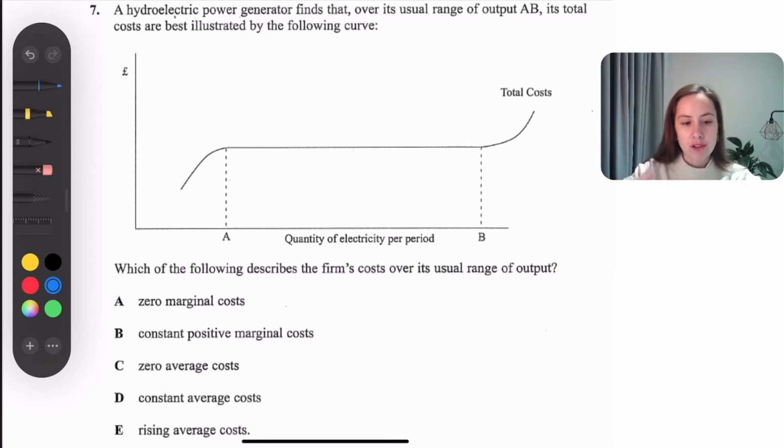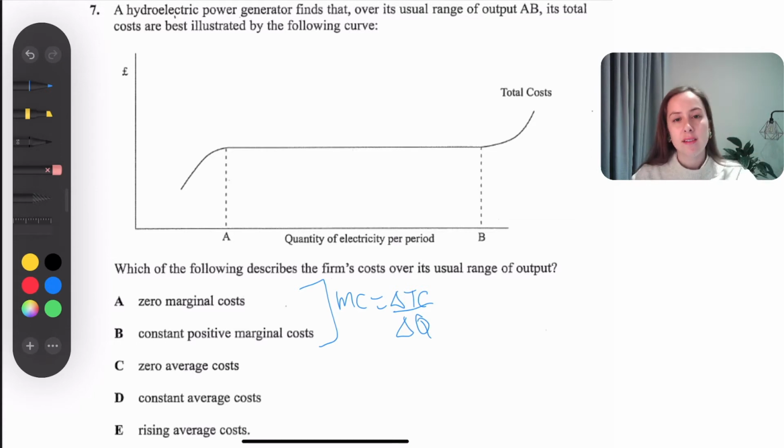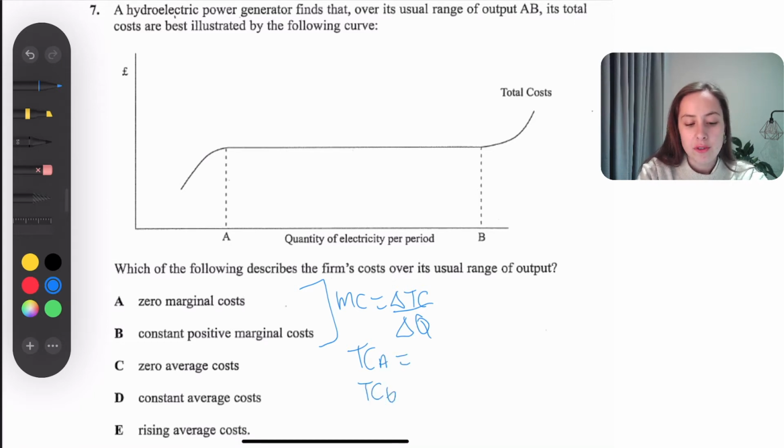So let's start with marginal costs. So marginal cost is your change in total costs as you change your output. Now I can literally show you this with maths, but let's see how it works without maths. To work out the change in total costs, I need to know what the total costs were at A, and I need to know what the total costs are at B. Total costs at A are here, total costs at B are there, and you can see they're exactly the same.